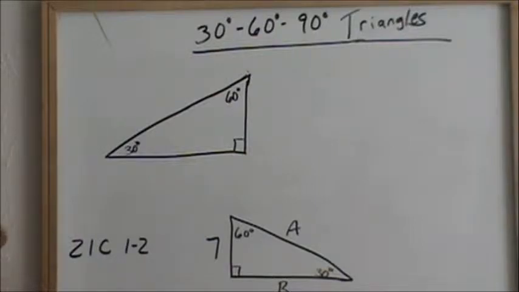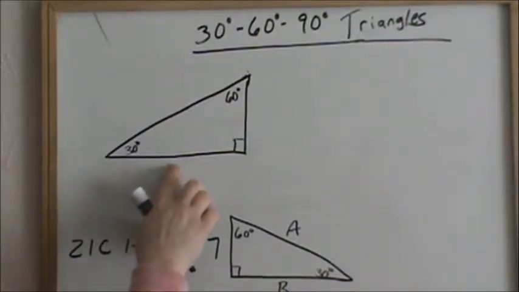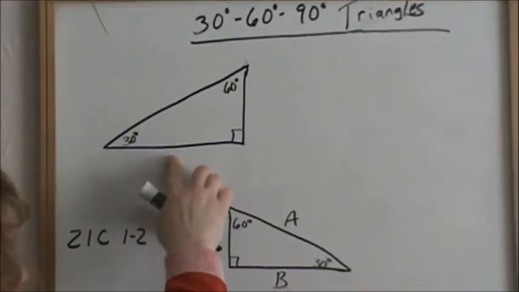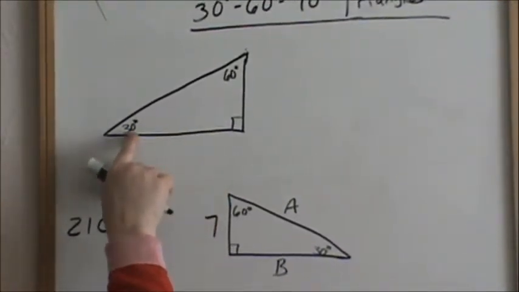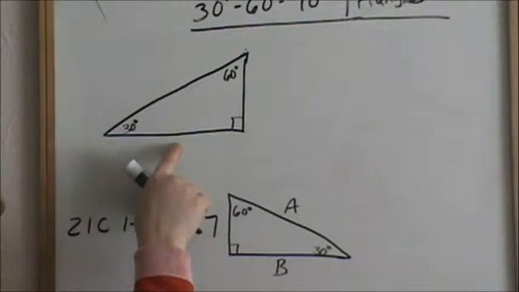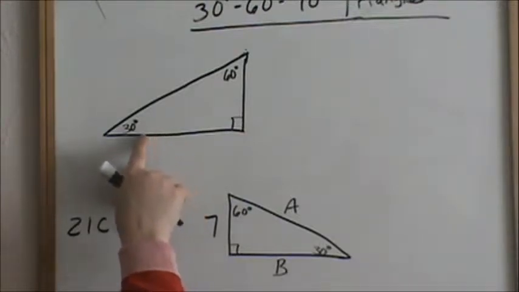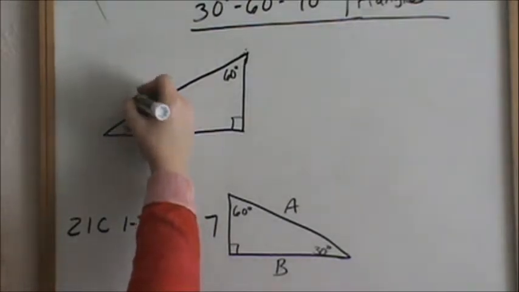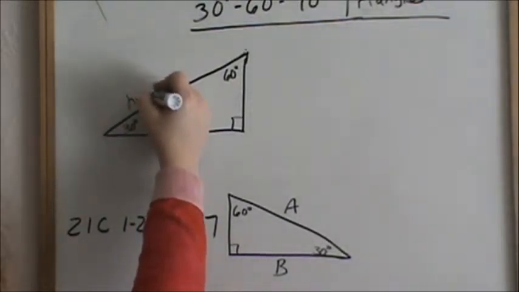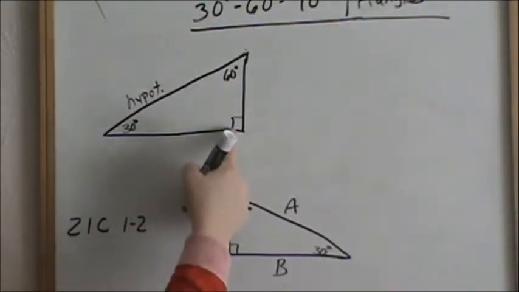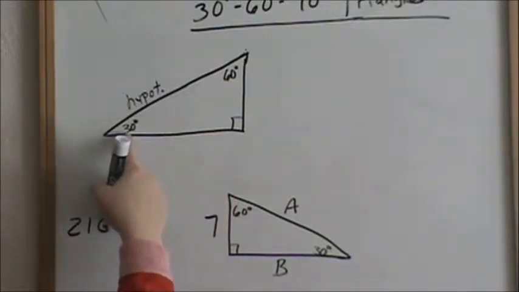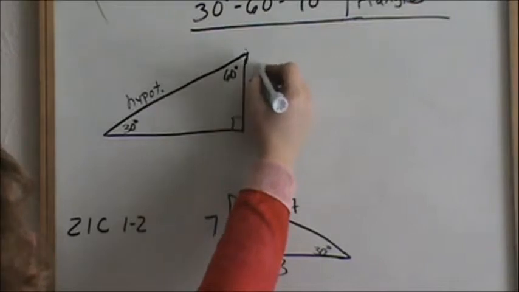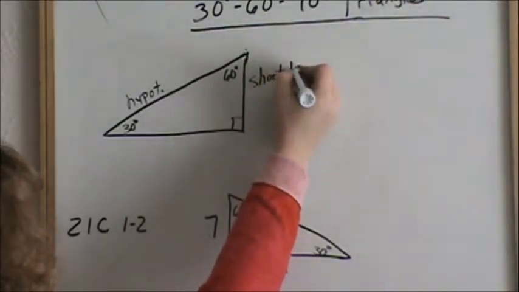We're going to be doing 30, 60, 90 degree triangles. These are a special triangle. When you have a 30, 60, 90, you need to make sure that it's labeled 30, 60, 90, okay? In a 30, 60, 90 triangle, the hypotenuse is always opposite the 90 degrees.